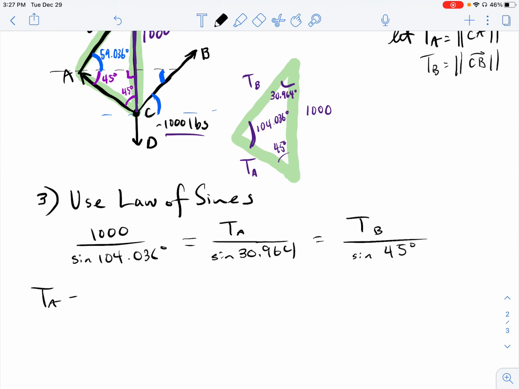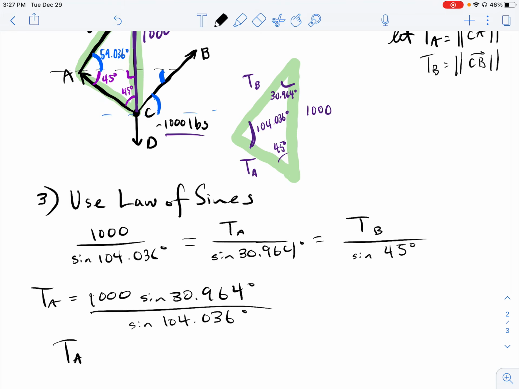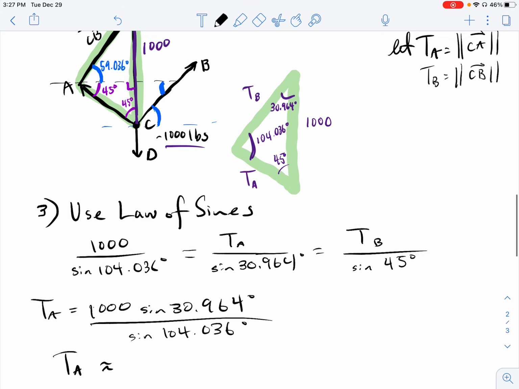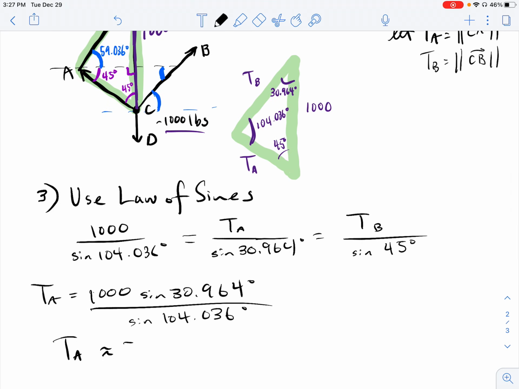You can just say T sub A is equal to 1,000 sine of 30.964, cross multiplying, divided by the sine of 104.036. And when you put that into your calculator, you should see that the tension of cable CA should be approximately 530.330 pounds was our unit. That's how we were measuring our tension.